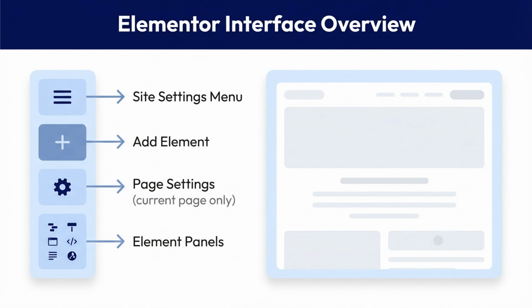Let's walk through the Elementor interface from the top. When you're inside the Elementor editor, the very first thing to understand is what each icon does. Up at the top, you have the hamburger icon. Clicking that gives you access to site settings, the theme builder, user preferences, and keyboard shortcuts. You could also exit the editor from there.